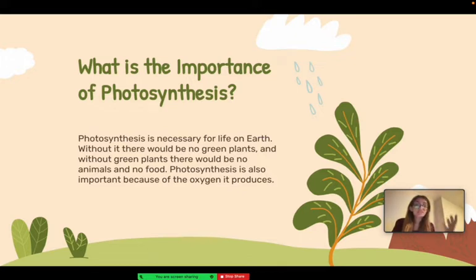So photosynthesis is important in the aspect of food, but like you mentioned, it is also important because it produces oxygen, and both us and animals on Earth need oxygen to breathe and to live, basically.